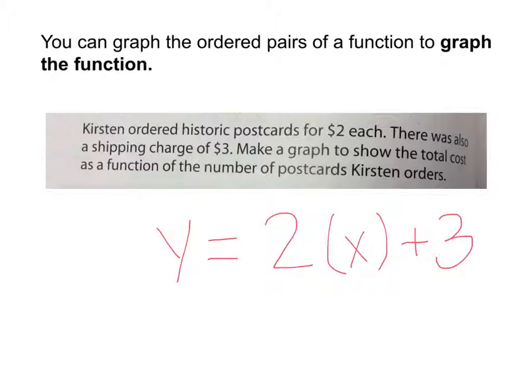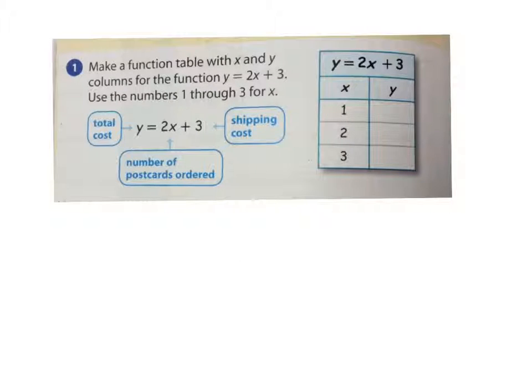Y equals, Kevin? 2, each one. So 2 times x, and then plus 3. Good. So there's our function. Y equals 2x plus 3. And we can make a function table with x and y columns to find out what the coordinate points would be. Do you really want to be calculating if she buys 336 postcards? Or would you rather calculate the values if she bought 1, 2, and 3 postcards? It's easier to work with small numbers so that you can do some mental math.